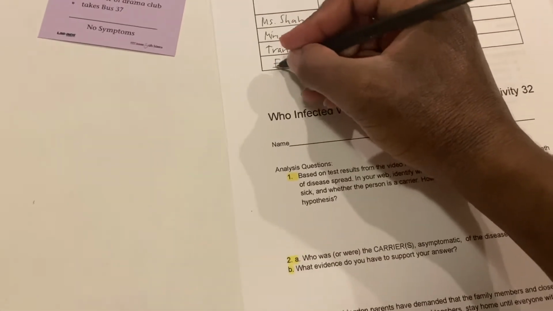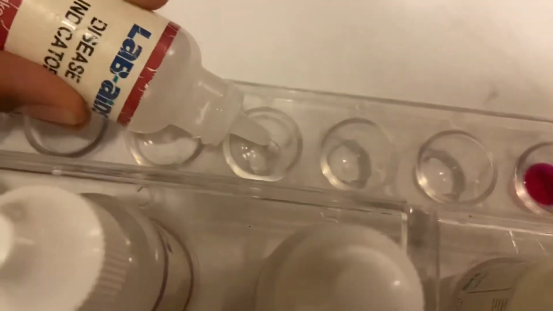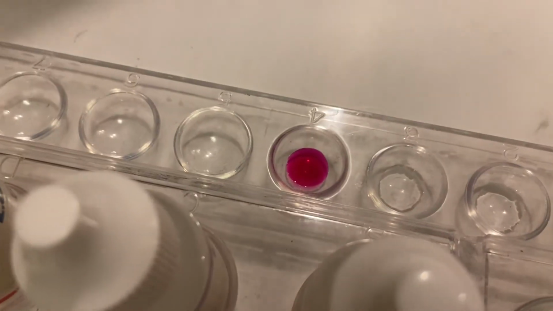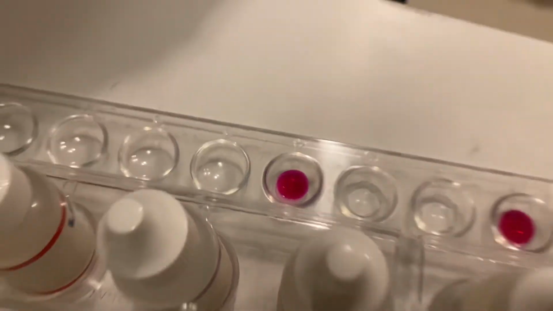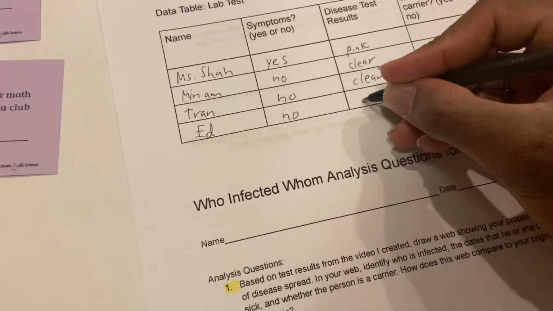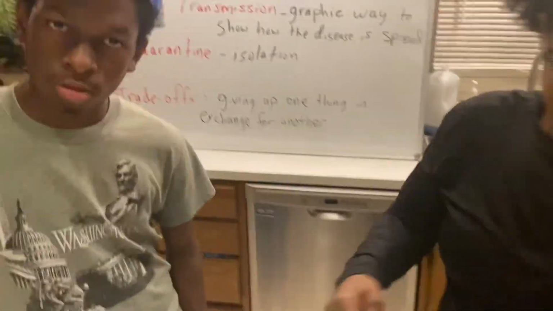Ed. Okay, good, Ed. And does he have symptoms? Nope. Okay, let's see what happens to his test. Ed, he's the culprit. It's always Ed. It only took 1 drop to prove who he was. So Ed, what color did Ed turn? Pink. Okay, pink. So what does that indicate? He did not have symptoms, but he turned pink. So what does it mean? He was a carrier.